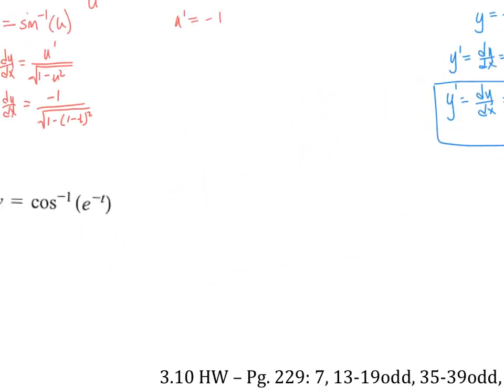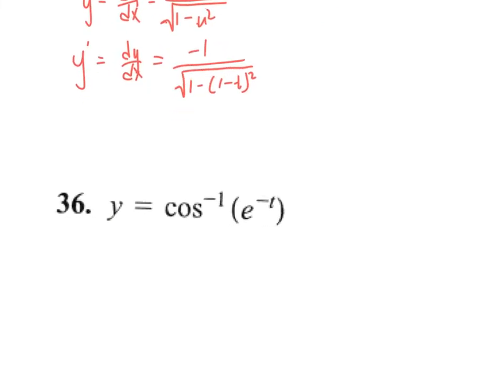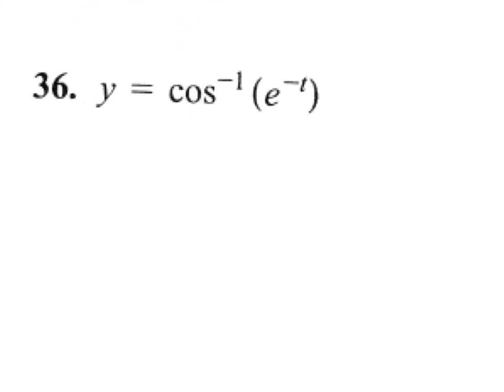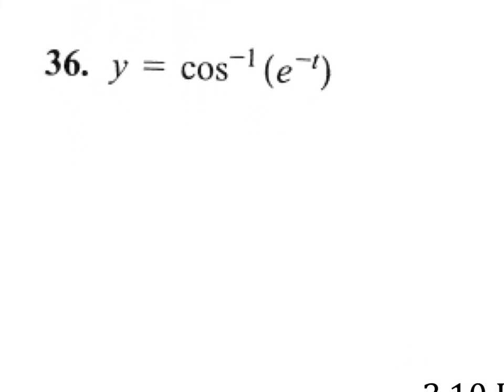So let's take a look. We've got one more to do: cosine inverse of e to the negative t. In this one, same thing, guys. We have to use the chain rule. This is my input, this is my u, that's my ratio of sides. So I'm going to let u equal e to the negative t. Let me find my derivative of that: u prime is going to be negative e to the negative t, using the chain rule.